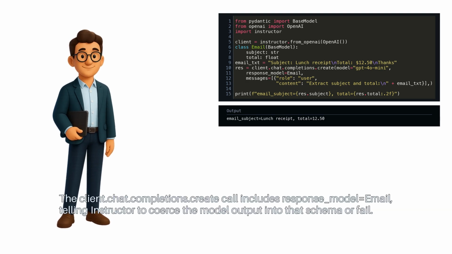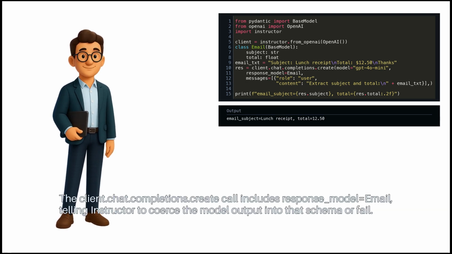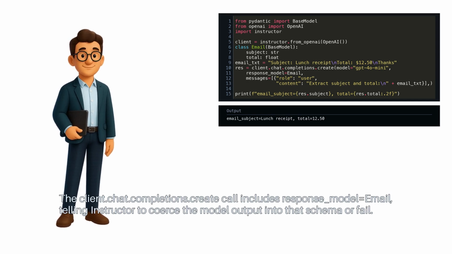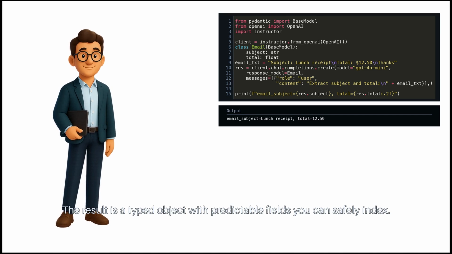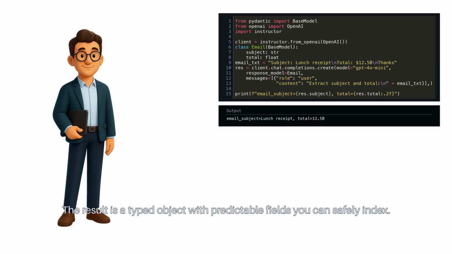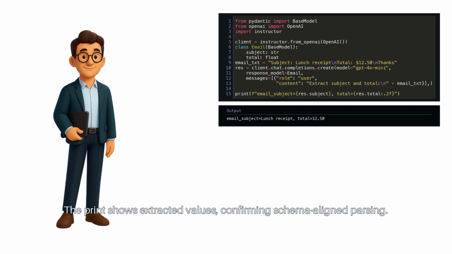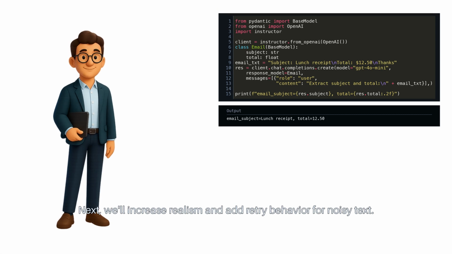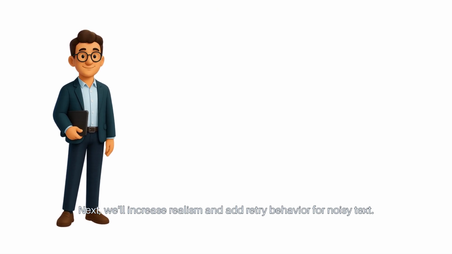The client.chat.completions.create call includes response_model=Email, telling Instructor to coerce the model output into that schema or fail. The result is a typed object with predictable fields you can safely index. The print shows extracted values, confirming schema-aligned parsing. Next, we'll increase realism and add retry behavior for noisy text.